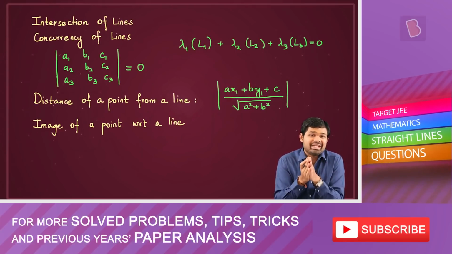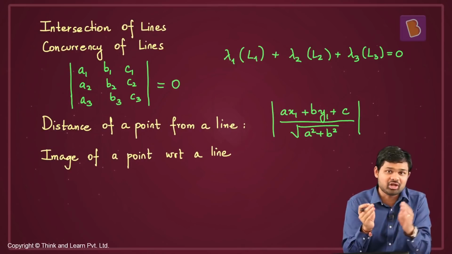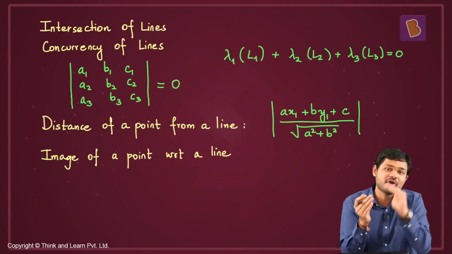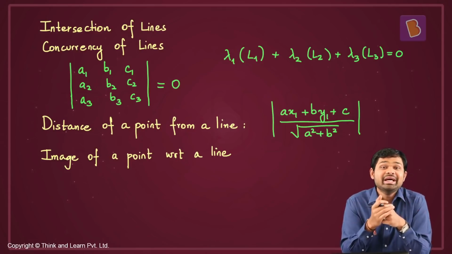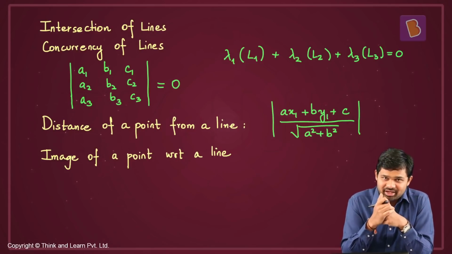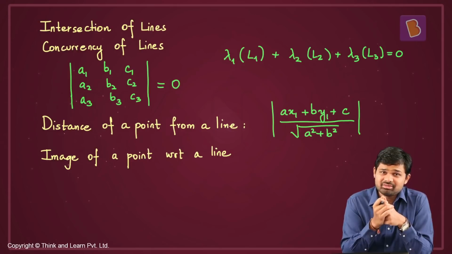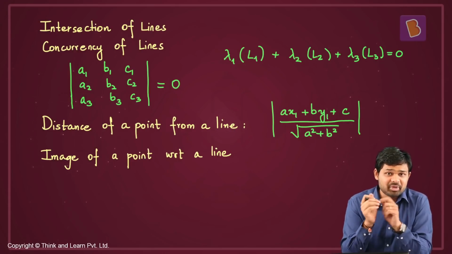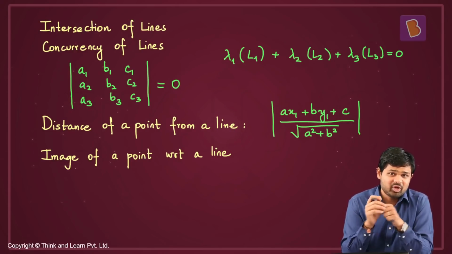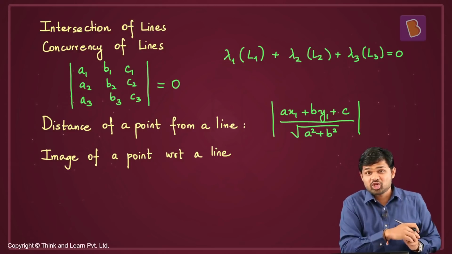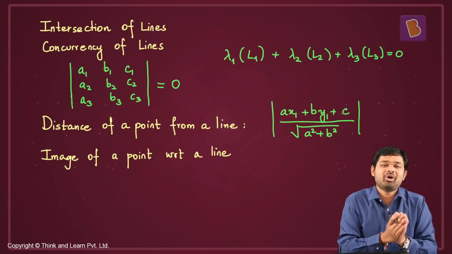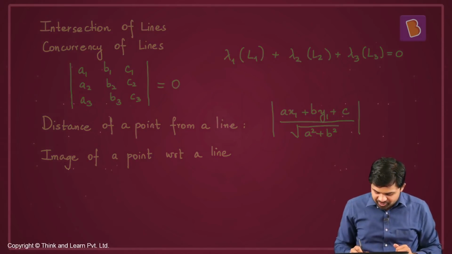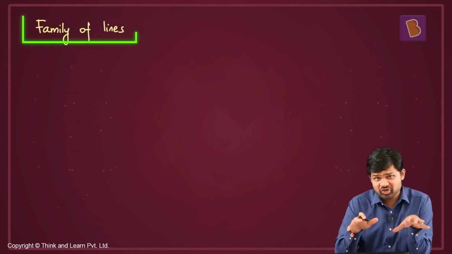So image of a straight line and the entire procedure of how to find out the image of any curve about another curve or a straight line most often is an interesting thing, and it's worth understanding because questions appear frequently from this concept in chapters such as ellipses, hyperbolas, parabolas, and also three-dimensional geometry. So it's worthwhile understanding how do you find out the image of a point about a line in this chapter itself. Then we look at family of straight lines.